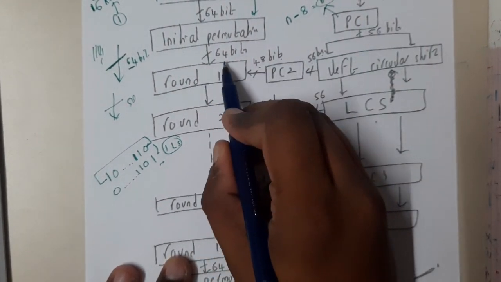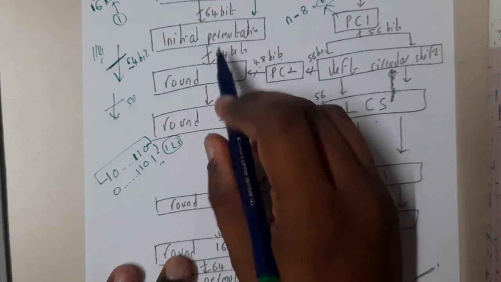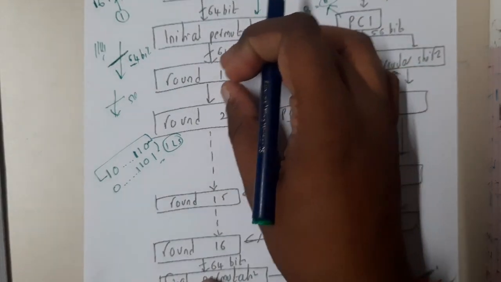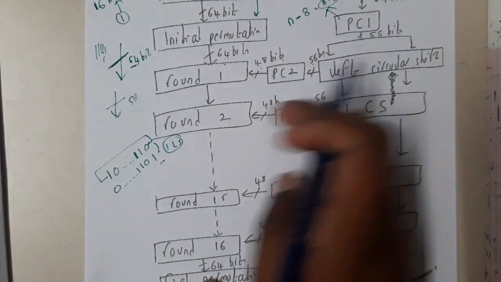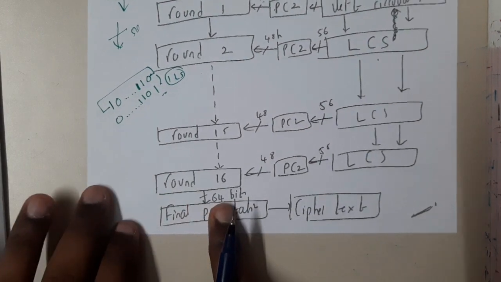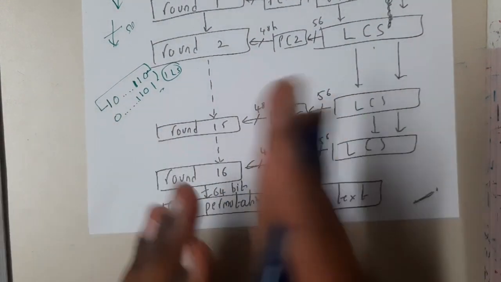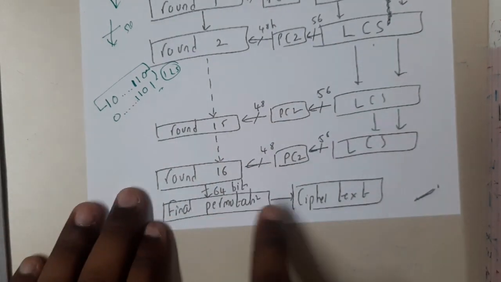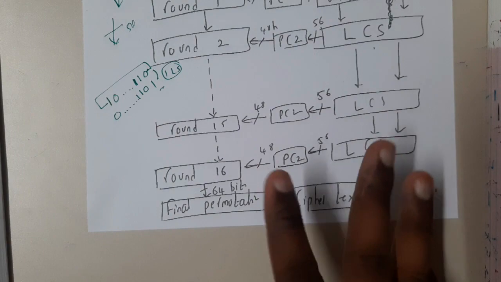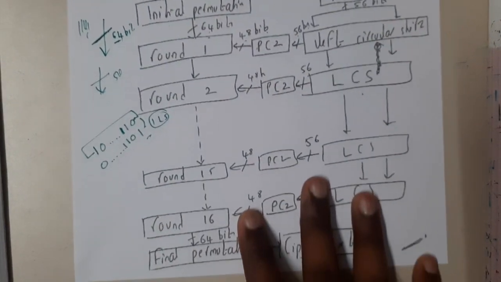Now the round 1 operation will be done on these two: the 64 bits of plain text and the 48 bits of key. Round 1 will be done, and that result will be passed to round 2, and this process will continue. At the end of the 16th round, you will get the result as 64 bits. Then you will do some permutation and combine them all, and that is the ciphertext. So this is the complete flow diagram, guys.